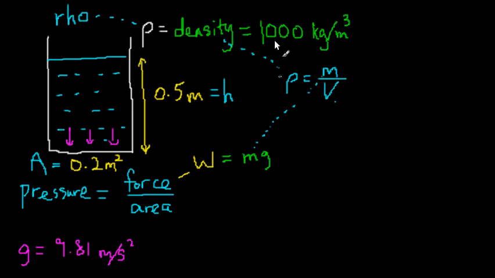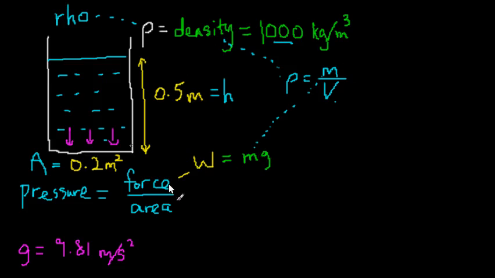Now we do know the density, which is that. Do we know the volume? We have this area, we have this height, so we can just multiply them to get the volume. So it looks like we have a plan. Everything is now connected together.